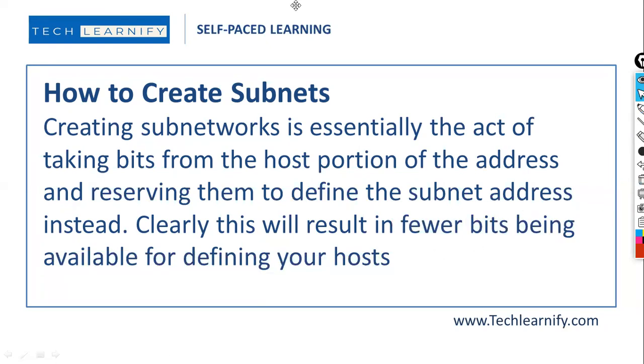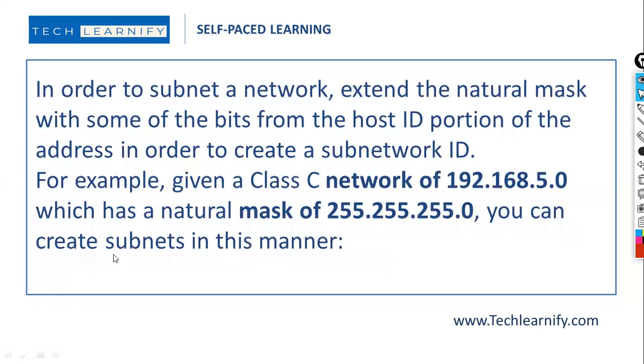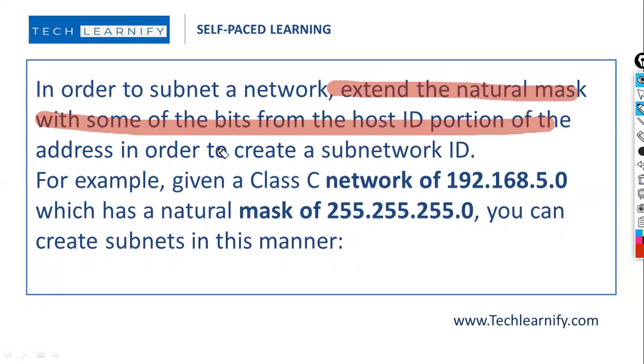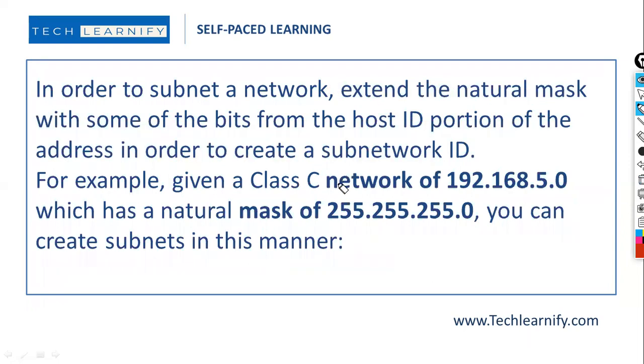Very true. Okay, now in order to subnet a network, extend the natural mask, meaning the default mask, with some of the bits from the host ID portion of the address in order to create the subnetwork ID. For example, if given a class C network of this, which has a natural mask of 255.255.255.0, you can create subnets in this manner. How like?